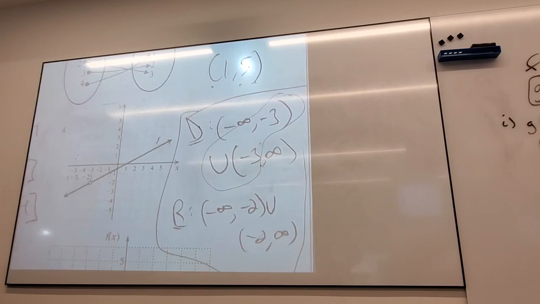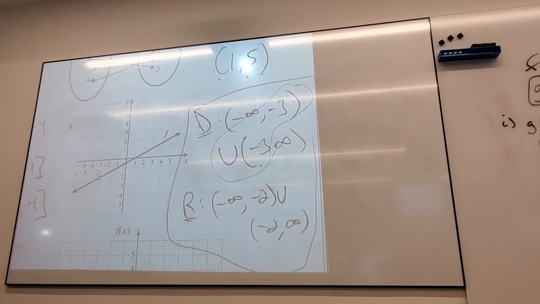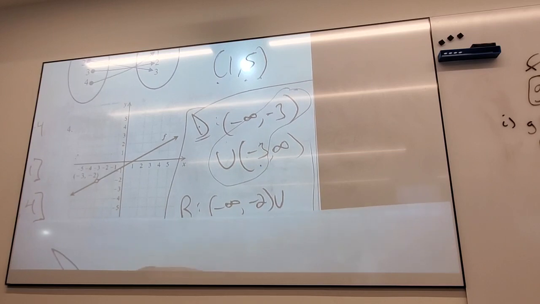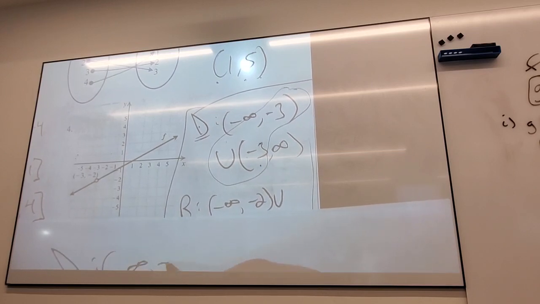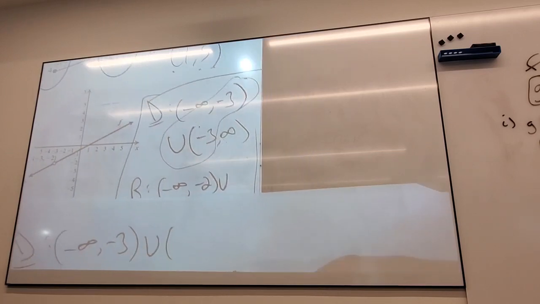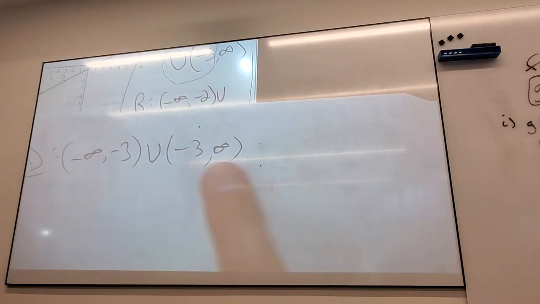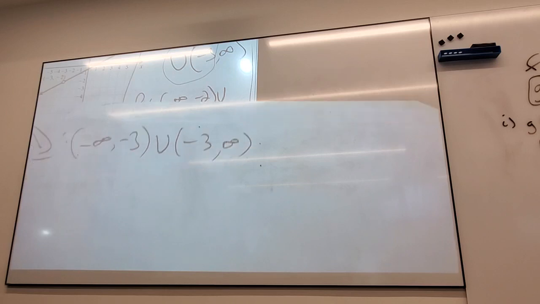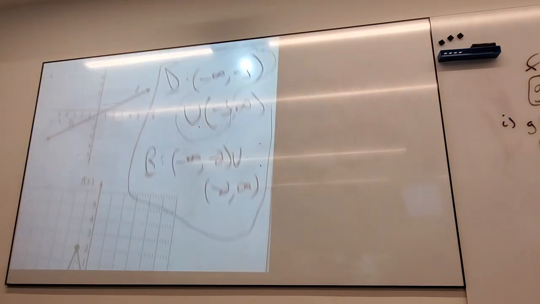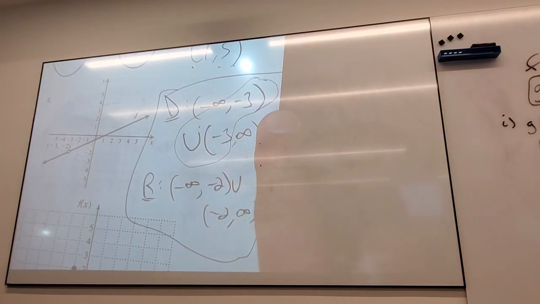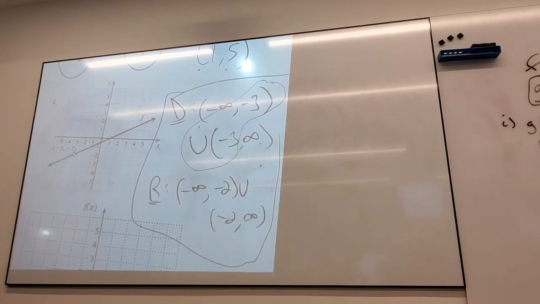Again, there's just no room here, but if I was going to really write the domain out fully for this, it would be from negative infinity to negative 3, or negative 3 to infinity. In between the two sets. So this is just me running up against the edge of the paper and starting over. Okay.